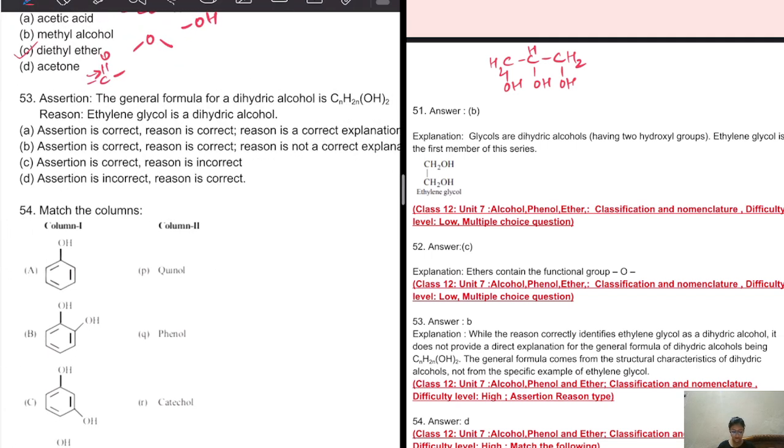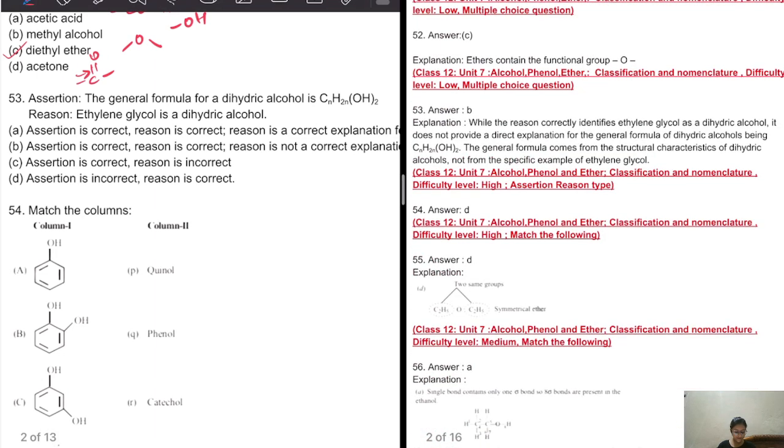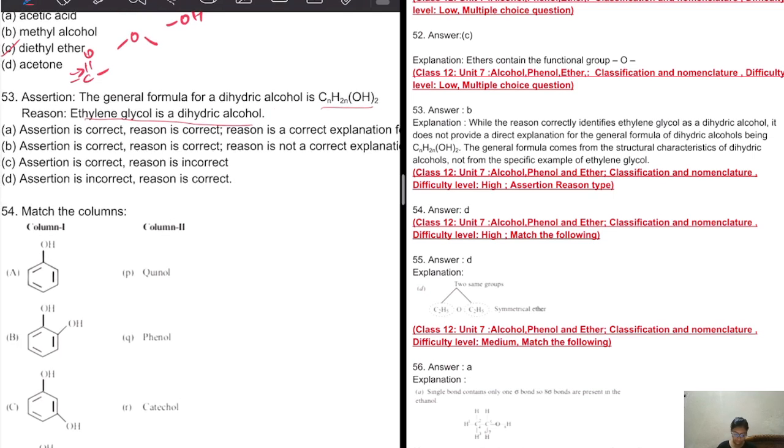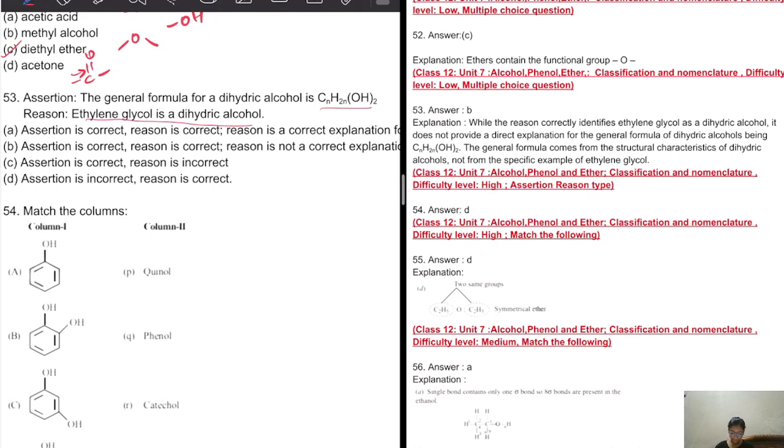The next question is assertion and reasoning. Assertion says the general formula for a dihydric alcohol is CnH2n (OH) whole twice. And the reason says ethylene glycol is a dihydric alcohol. The general formula of dihydric alcohol is this, which is correct. What you see is ethylene glycol is a dihydric alcohol. This reason is not providing the correct explanation to the assertion given.